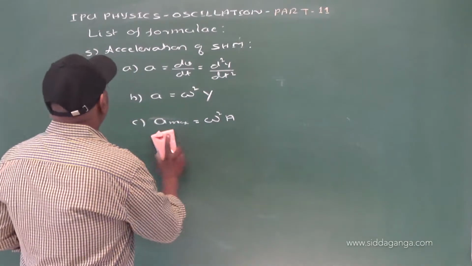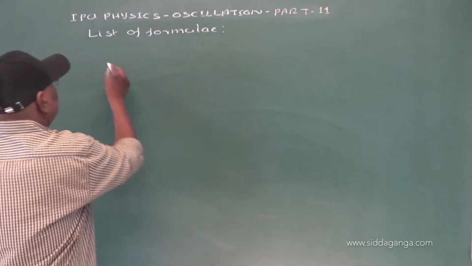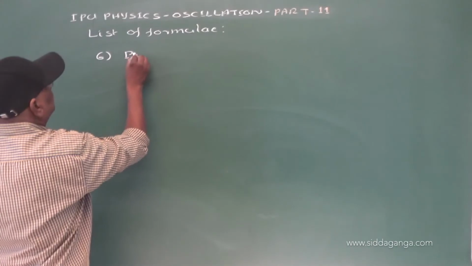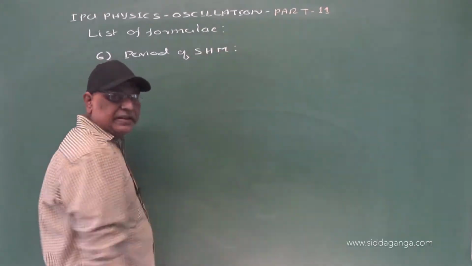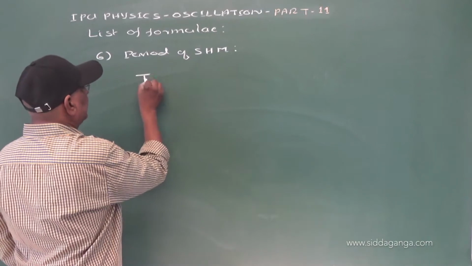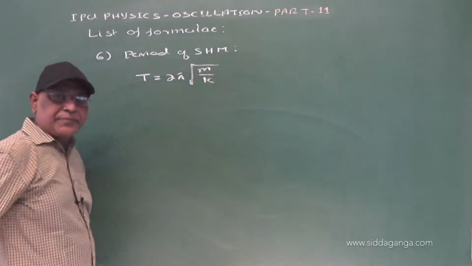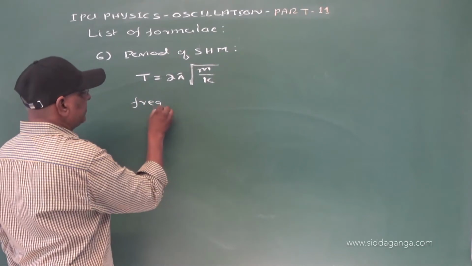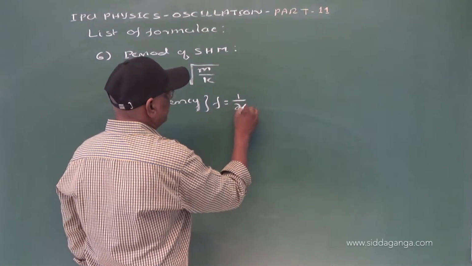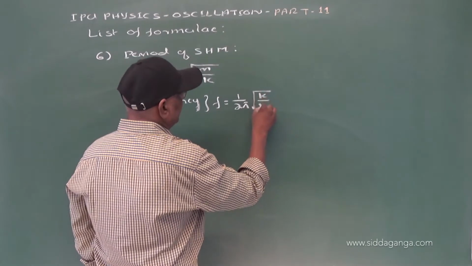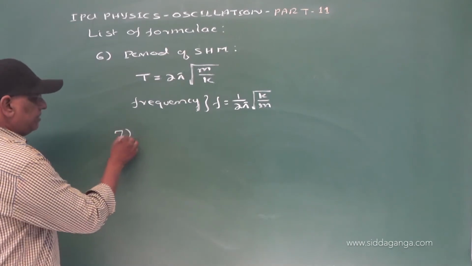Now the sixth one, period of simple harmonic motion in general. T is equal to 2 pi into square root of m by k. Now frequency of simple harmonic motion, f is equal to 1 by 2 pi into square root of k by m.